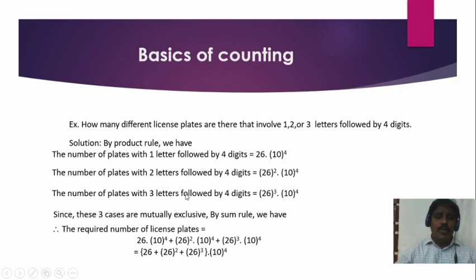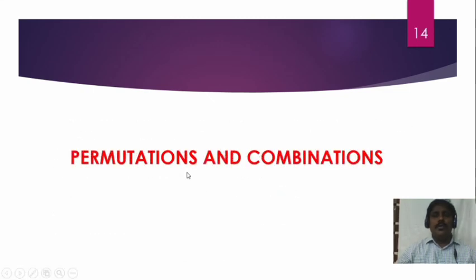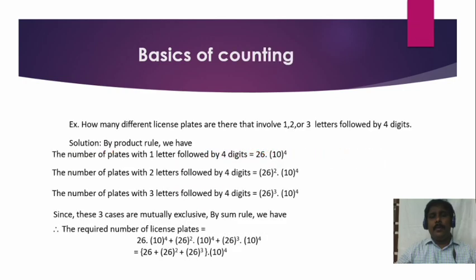We already know that mutually exclusive or disjoint means no common element between them. So with the help of the sum rule, we can easily solve this problem. If we add these up, we get the required solution, and this is the required solution for the given problem. So this is about the basics of counting, the sum rule and the product rule, and these are some of the problems on the basics of counting.